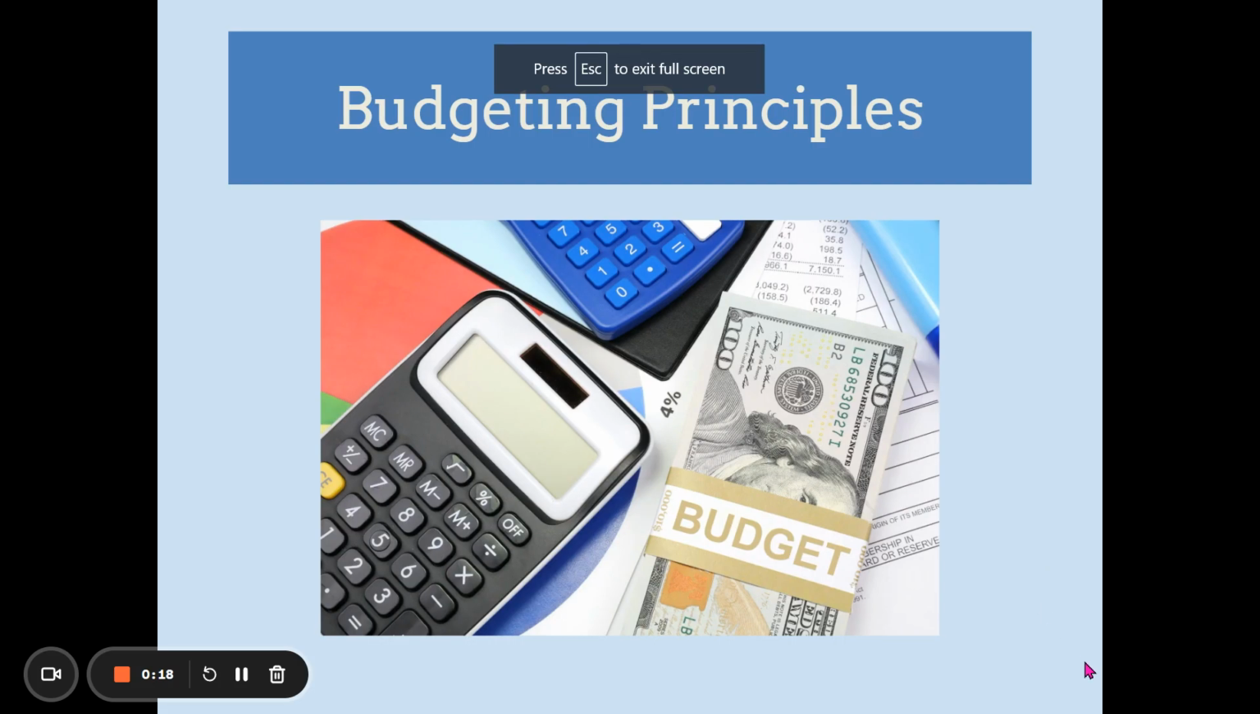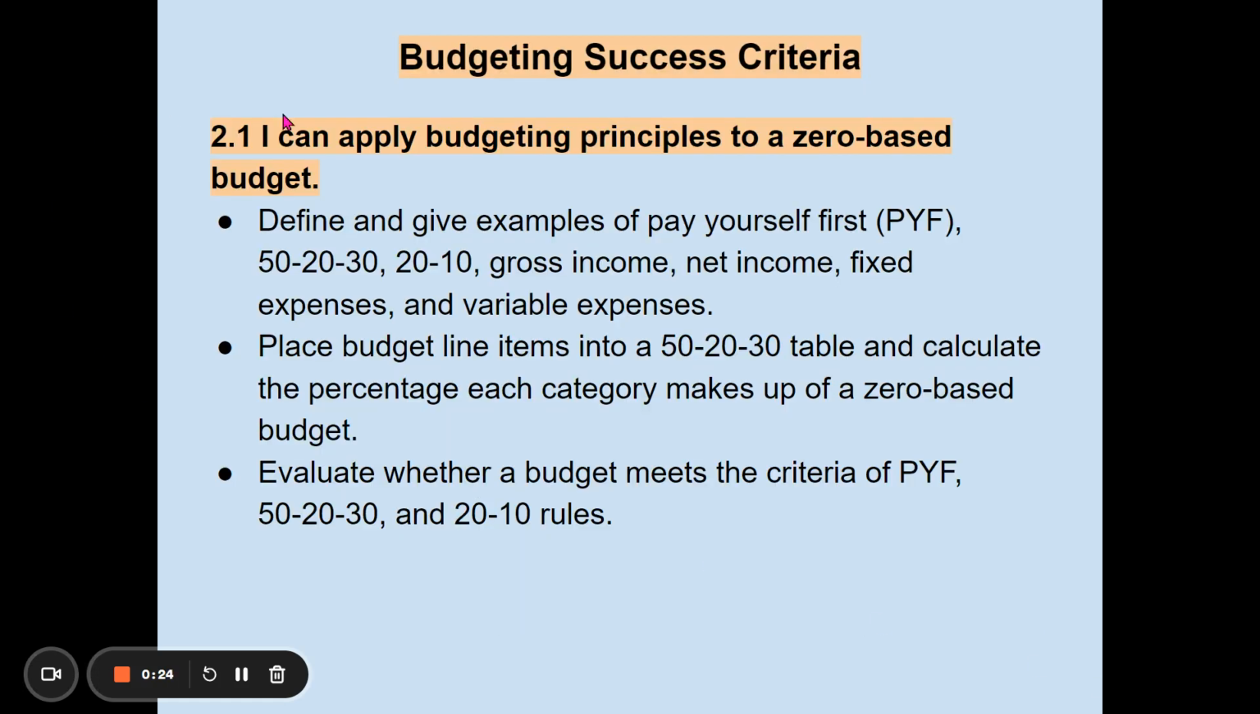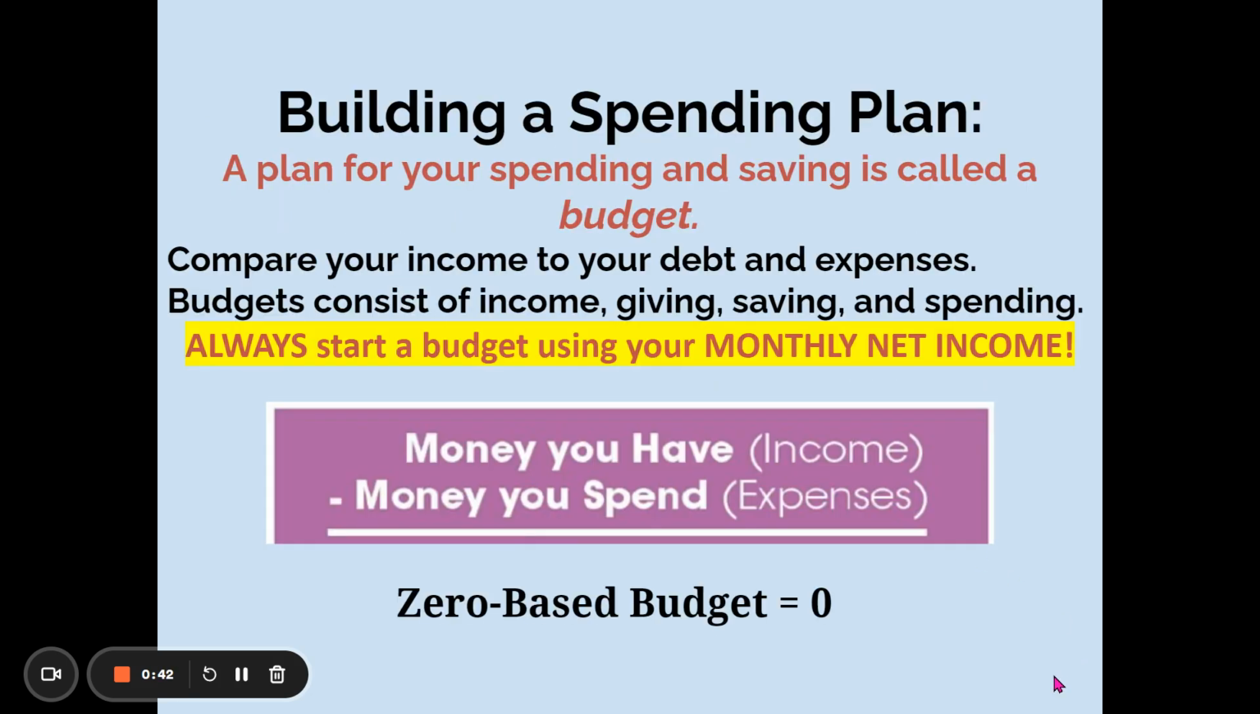Okay, so there are some principles of budgeting that we are going to be following throughout this unit. You all have your success criteria posted in your learning assignment. We are focused on this first bullet point: define and give examples of pay yourself first, 50/30/20, and then we have some different definitions. I've already given you all the vocabulary in your learning assignment. Please make sure that you review it.